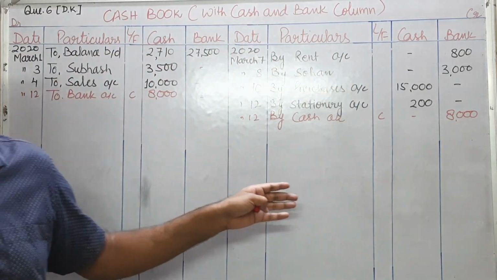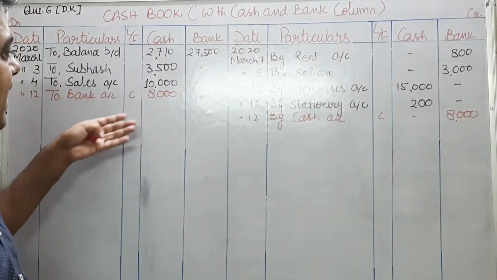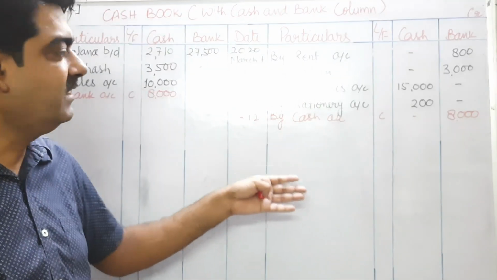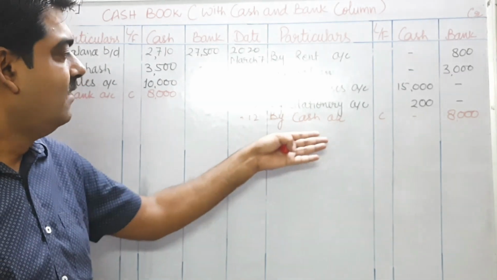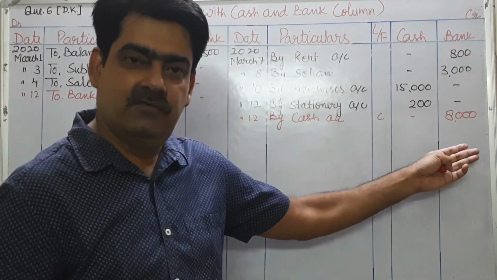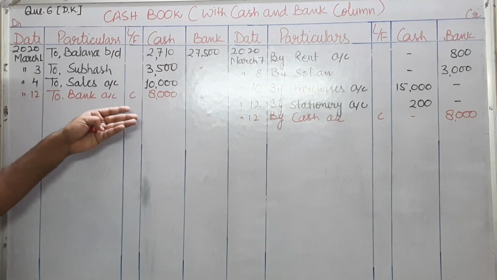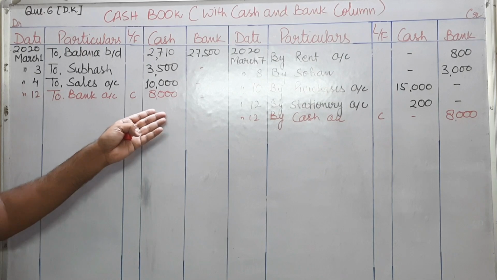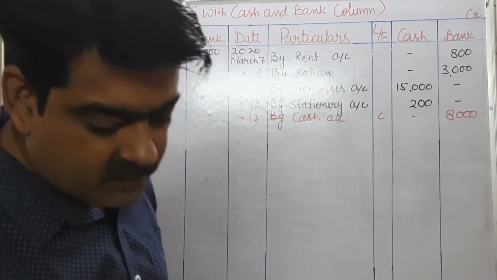So like this you will write all treatment of contra entry. When you are withdrawing cash from the bank, the entry will be cash account debit to bank, and the treatment will come on both sides. By cash, in the ledger folio column you will write C, and in the bank column you will write this amount, and to bank, again in the ledger folio column you will write C, and in the cash column you will write the amount. Okay, so like this you will write the treatment of contra entries.